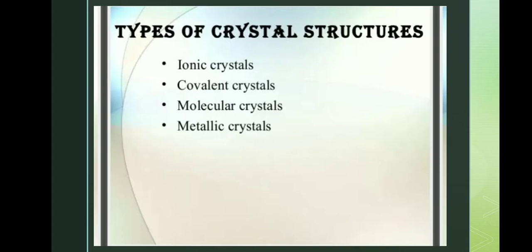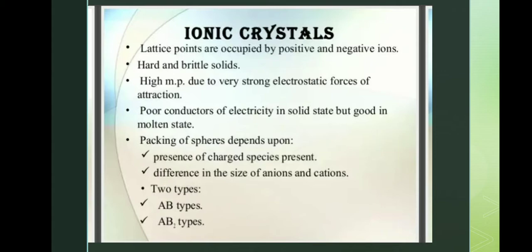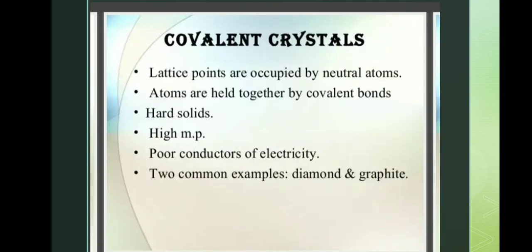Types of crystal structures. There are four types: ionic crystals, covalent crystals, molecular crystals and metallic crystals. What are ionic crystals? Lattice points are occupied by positive and negative ions. Ionic crystals are hard and brittle solids with a high melting point due to very strong electrostatic forces of attraction. They are poor conductors of electricity in the solid state but good in the molten state. Packing of spheres depends upon the charged species present and the difference in the size of anions and cations. There are two types, AB types and AB2 types.